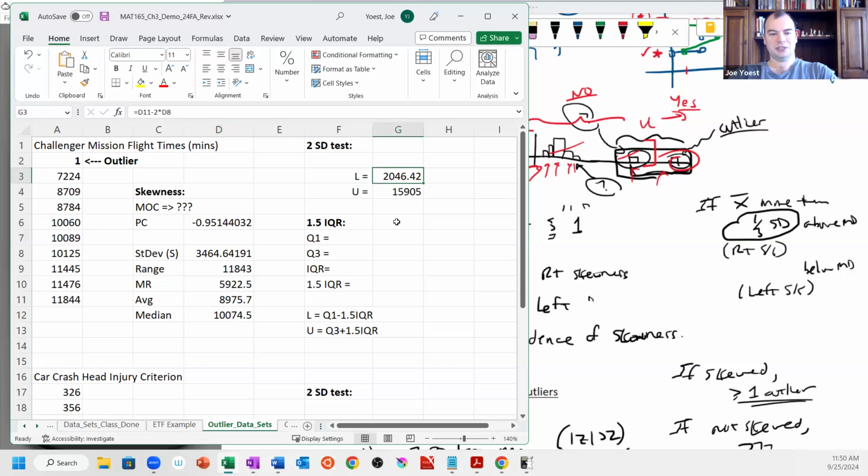For my 2 standard deviation test, I've already put the formulas in here. I have my mean minus 2 standard deviations and my mean plus 2 standard deviations. And we see this takes me from about 2,000 on the lower bound to about 16,000 on the upper bound. There are no data points above 15,900, but we do have one data point that's below 2,000, this number 1 here, the one that blew up, and that is our one and only outlier according to the 2 standard deviation test.